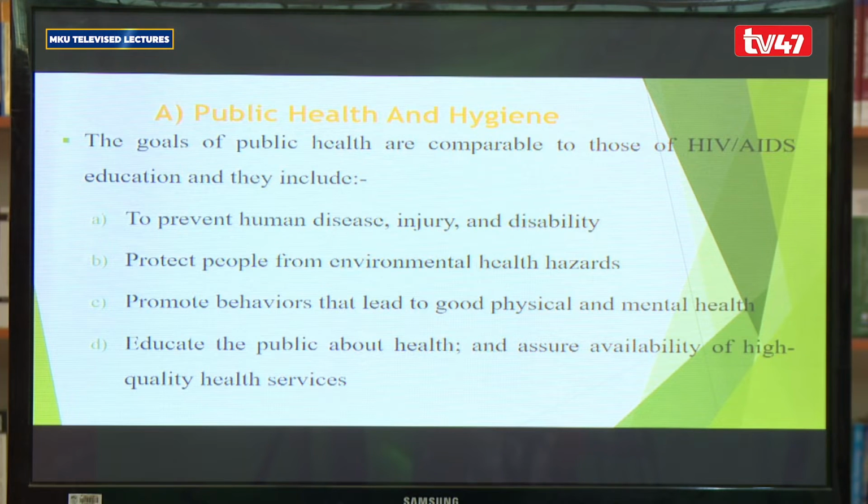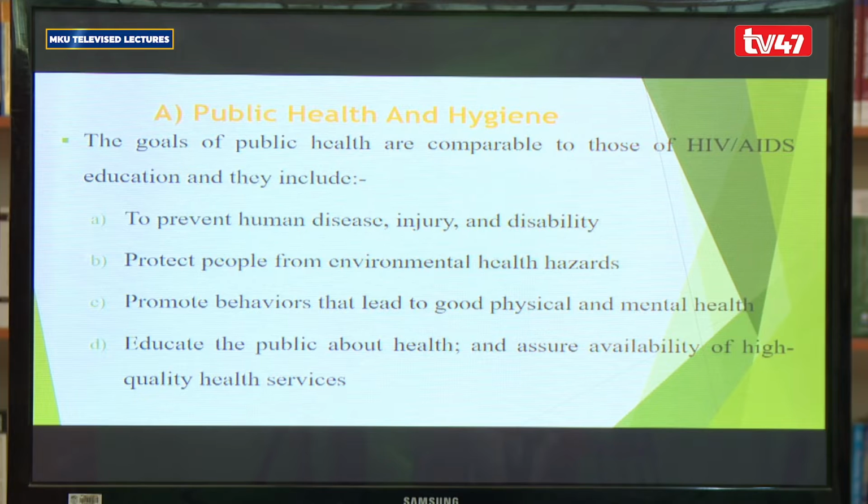Let's look at public health and hygiene. The goals of public health are comparable to those of HIV and AIDS education, and they include, first, to prevent human diseases, injury, and disability. Also, it protects people from environmental health hazards. There are so many hazards in our environment and community, and it's very important for public health to ensure that people are protected from these environmental health hazards.